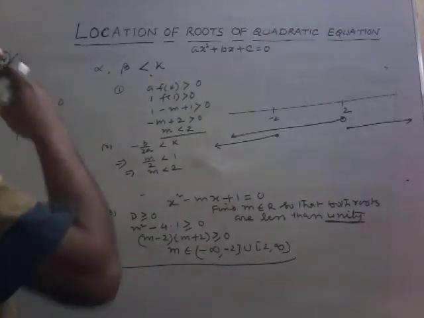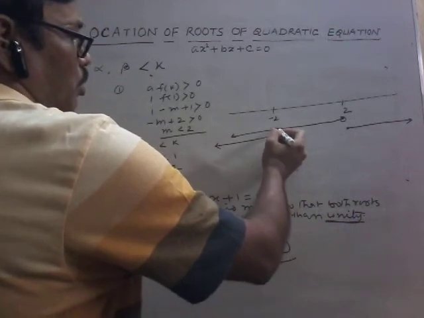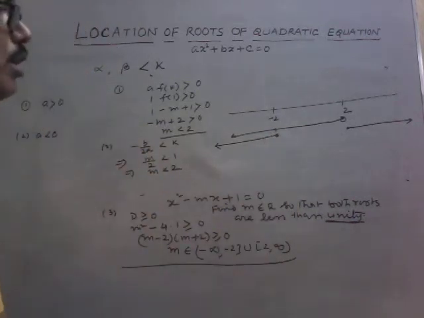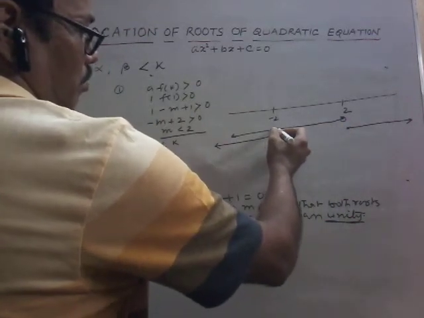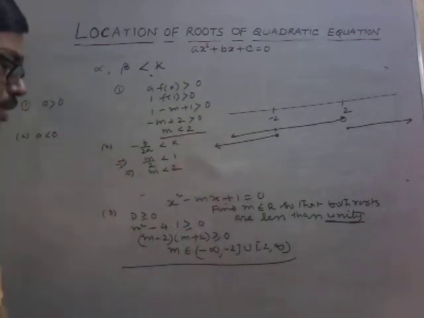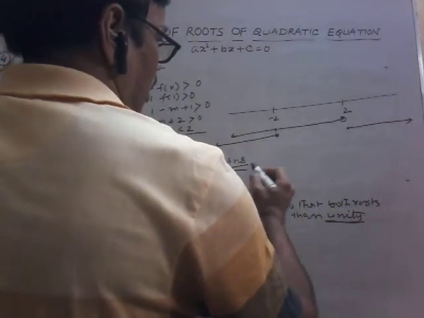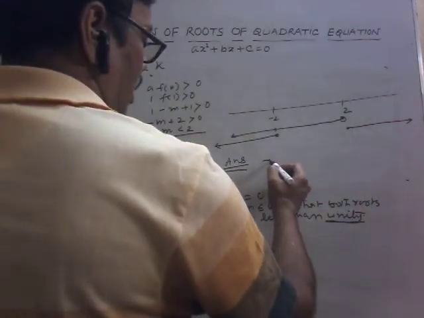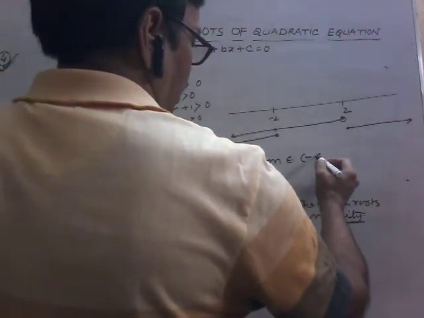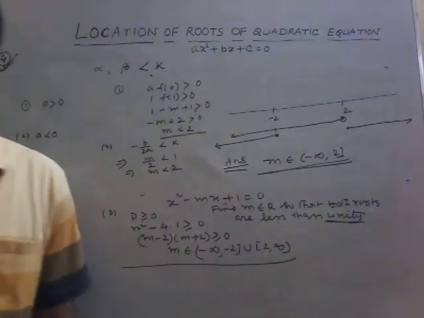So which part is common? You look from this part. So minus infinity to minus 2. So what is our answer? So the final answer is m belongs to minus infinity to minus 2.